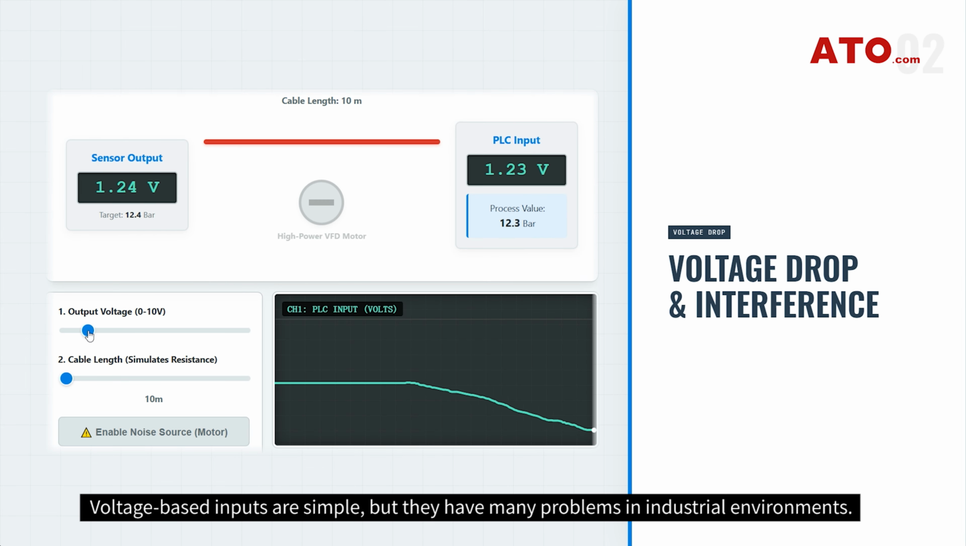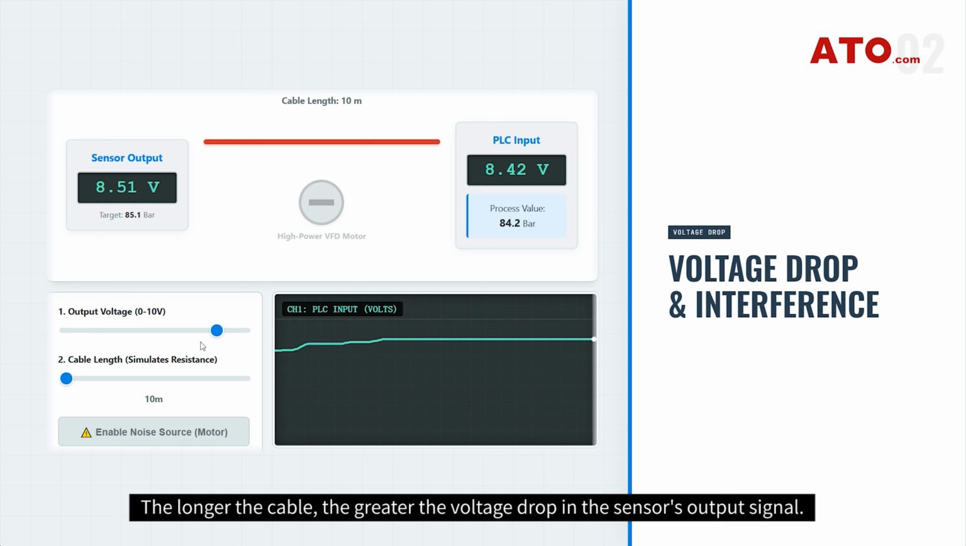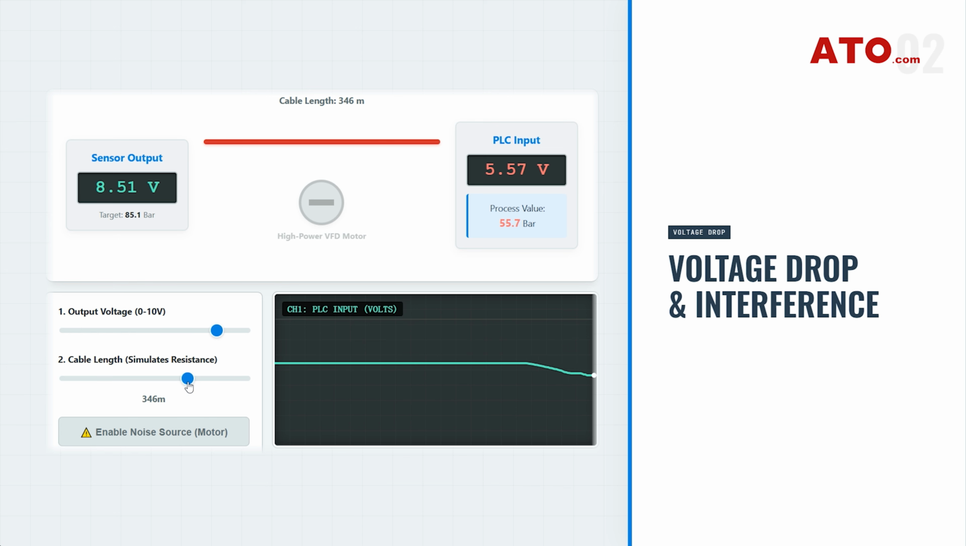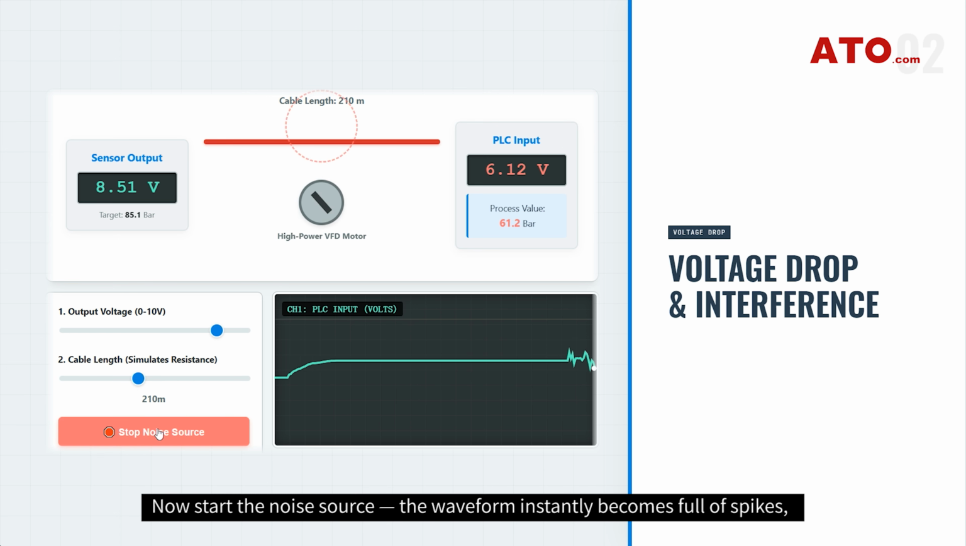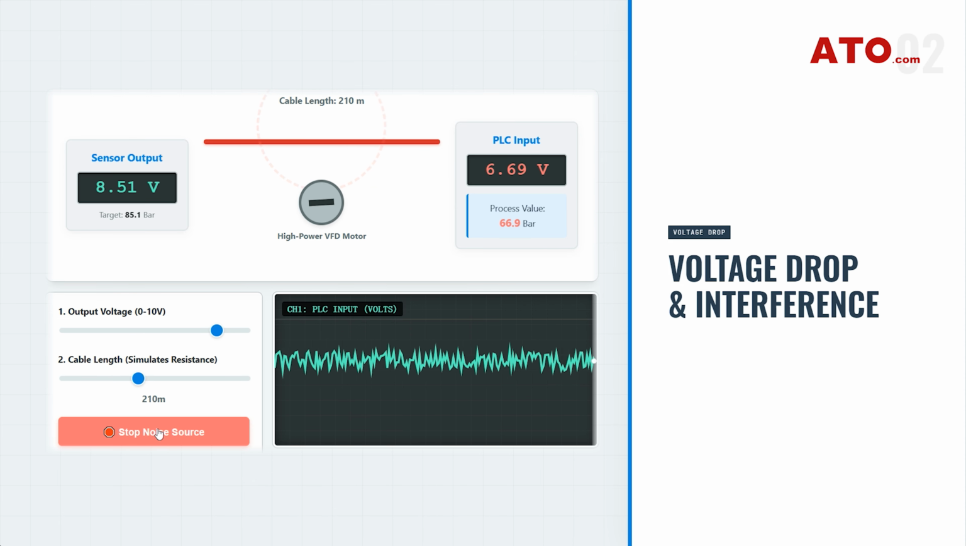Voltage-based inputs are simple, but they have many problems in industrial environments. The longer the cable, the greater the voltage drop in the sensor's output signal. Now start the noise source. The waveform instantly becomes full of spikes, and the voltage fluctuates wildly.